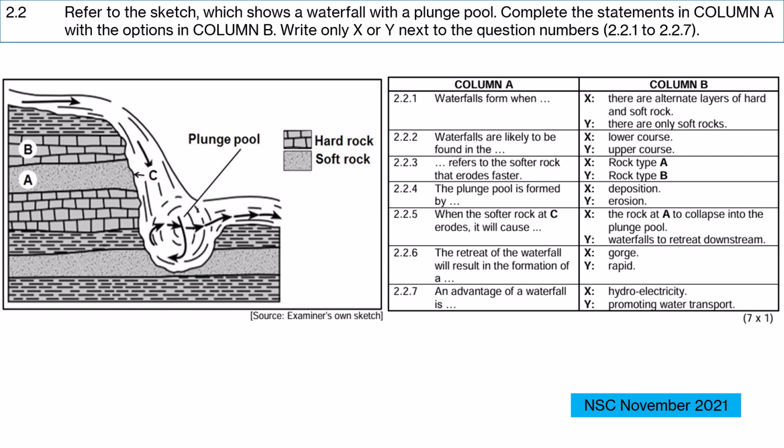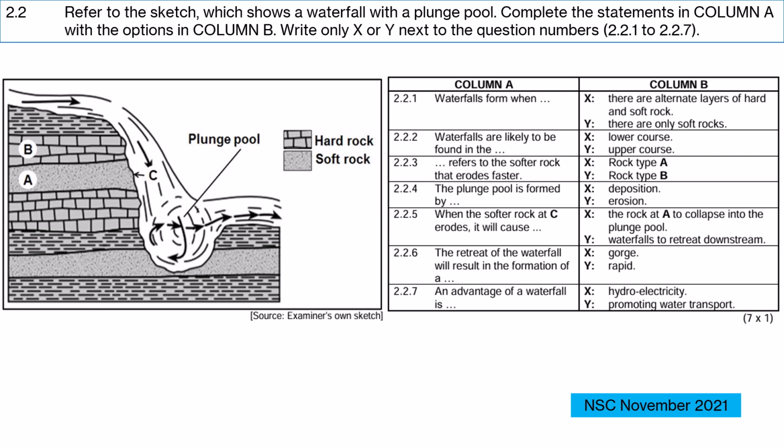2.2.4, the plunge pool is formed by deposition or erosion. The force of the water at the base of the waterfall erodes the base, and therefore the plunge pool is a result of erosion. So in this case, the option would be Y.